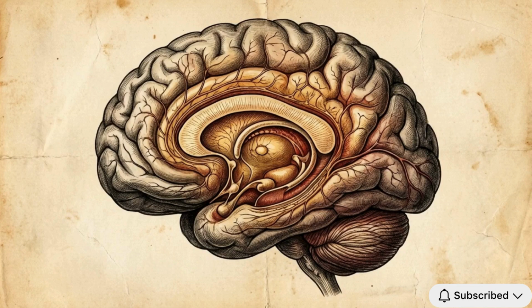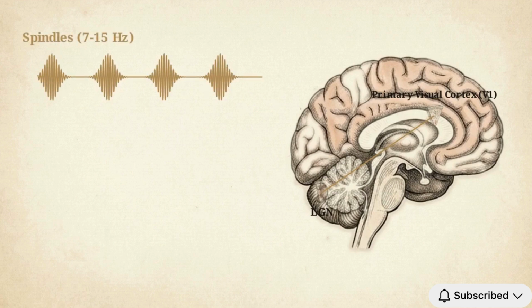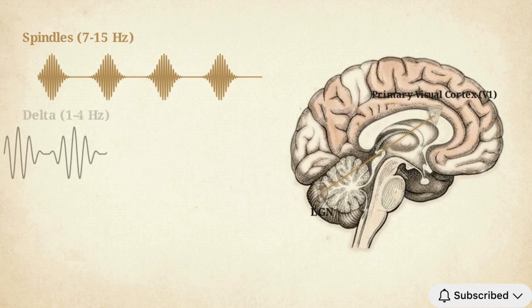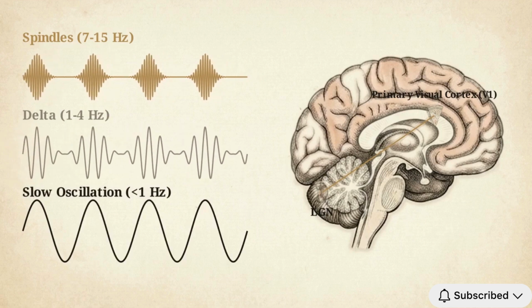The network must now generate coherent rhythms to transfer the primed data from the LGN up to the primary visual cortex. Non-REM sleep features 3 signatures: spindles at 7 to 15 Hz, delta waves at 1 to 4 Hz, and the sub-1 Hz slow oscillation. The slow oscillation is a master pacemaker, grouping the faster rhythms into a single, unified pulse.